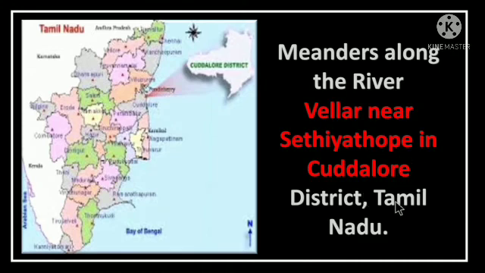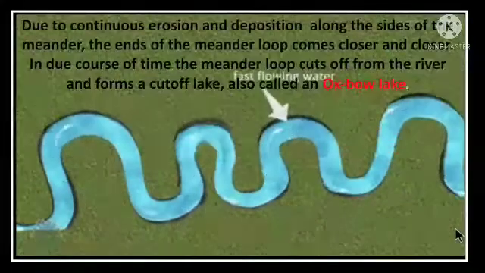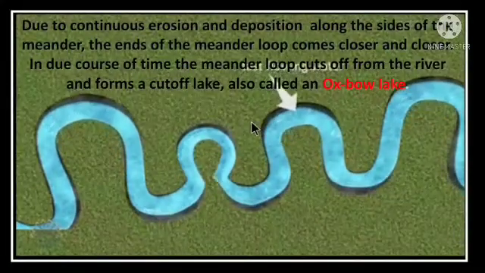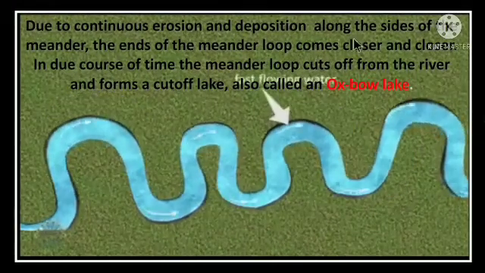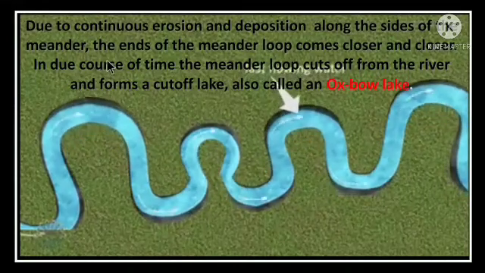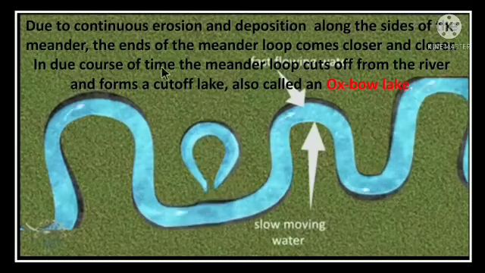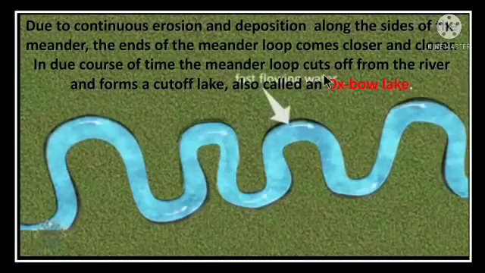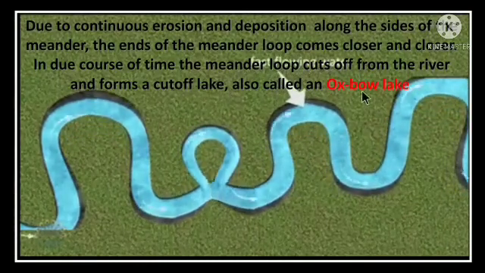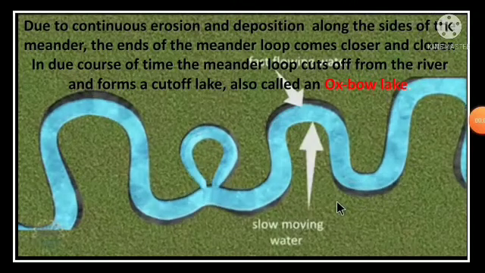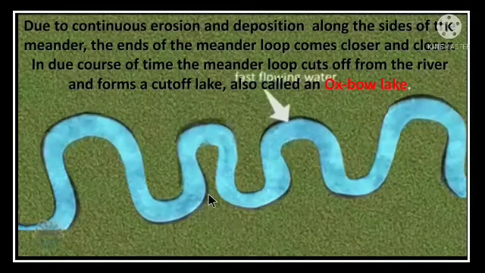Now, let's see how the Oxbow Lake is formed. The Oxbow Lake formation. Due to continuous erosion and deposition along the sides of the meander, the ends of the meander loop come closer and closer. In due course of time, the meander loop cuts off from the river and forms a cut-off lake, also known as Oxbow Lake.